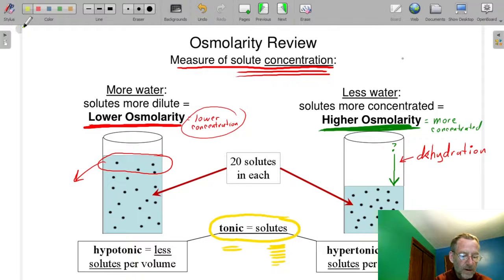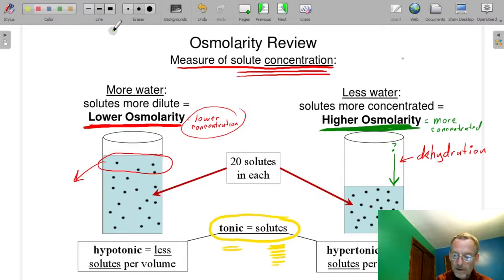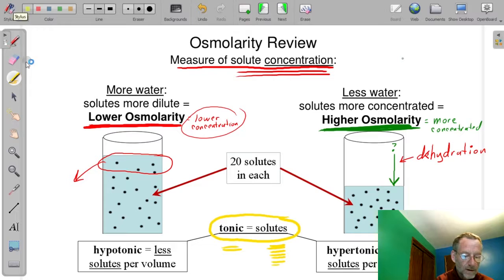Oops, where do I go here? Hang on a second. Playing with my pen here. Forgot what I was going to highlight.